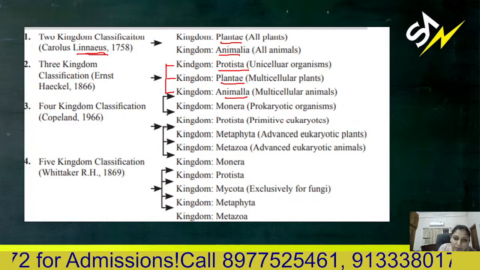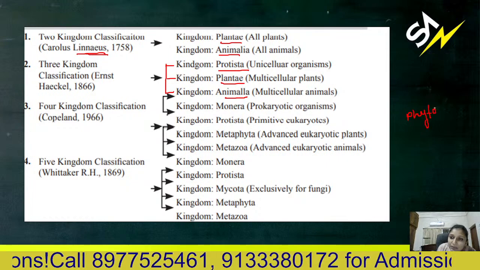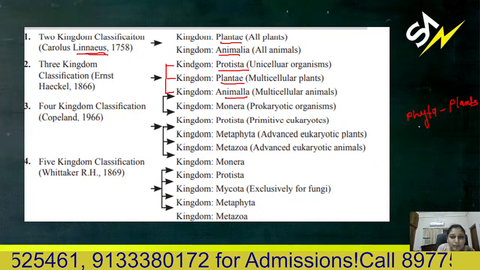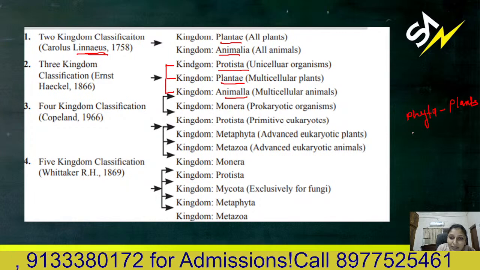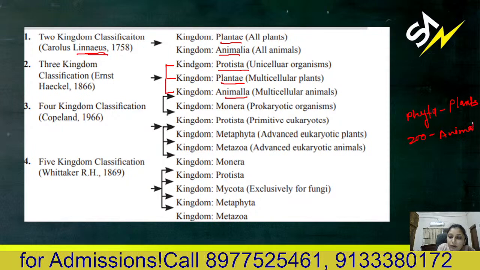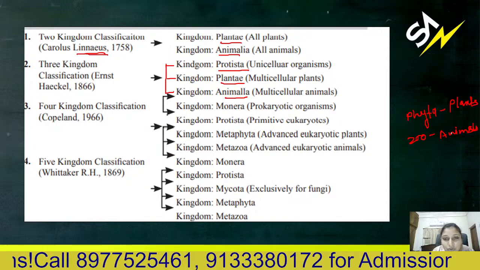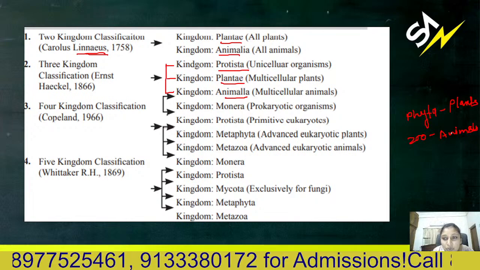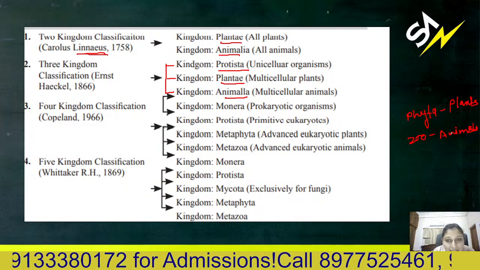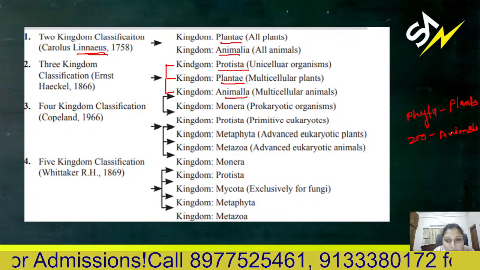Metaphyta, Metazoa. Whenever we are using the term phyta, that means it relates to plants. Always remember, plants, phycum, phyta, all these are related to plants, and zoo relates to animals. Simple. Zoological park, zoo park. We go and visit a zoo park to see the animals, not plants, right? So metaphyta means advanced eukaryotic plants, and metazoa, advanced eukaryotic animals.